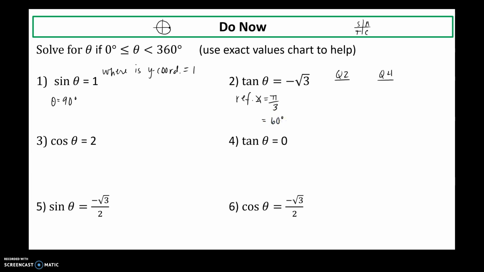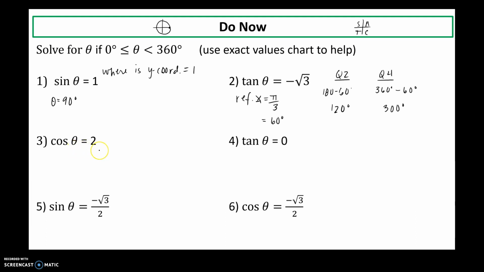Using my reference angle of 60 degrees, my 60 degree angle in quadrant 2 would be 180 minus 60 degrees. So one angle measure where the tangent is equal to negative square root of 3 would be 120 degrees. In quadrant 4, now 360 degrees is my reference axis. I subtract 60 degrees from that. So the other angle measure that would have a tangent of negative square root of 3 would be 300 degrees.